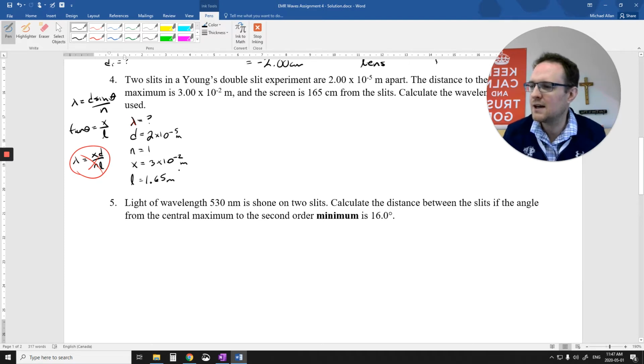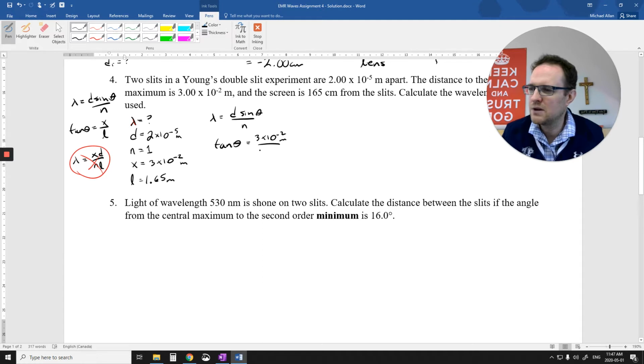So what do we need to do? I want to find lambda, sorry, lambda is equal to d sine theta over n. Now to use this, because we have the d and we have the n, which is 1, I need to find theta. So I'm going to use the tan theta here, making sure my calculator is in the right mode, to find out what the angle is.